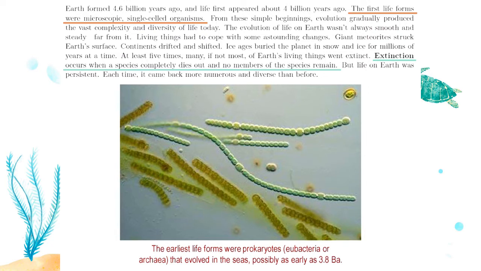So we define extinction as that moment when an entire species dies out and no members can actually reproduce to create offspring. If these are the last two members of the species and they happen to die, then they're considered extinct. Or if this is the only remaining male or the only remaining female with no one to reproduce with, then we can say that the species is already extinct. It has happened 5 times, but life on Earth was persistent, and life on Earth was able to come back after those mass extinctions.